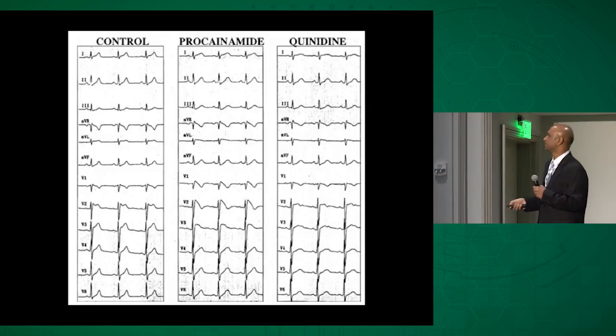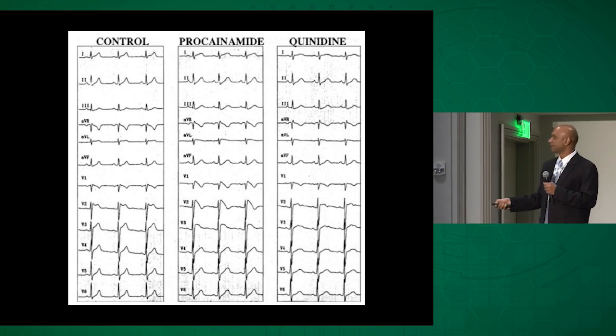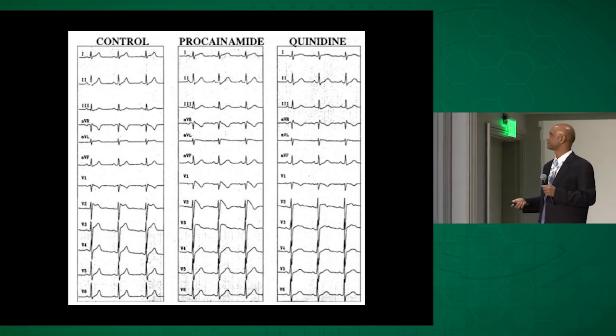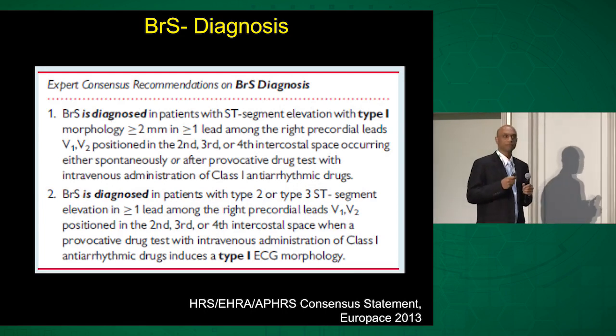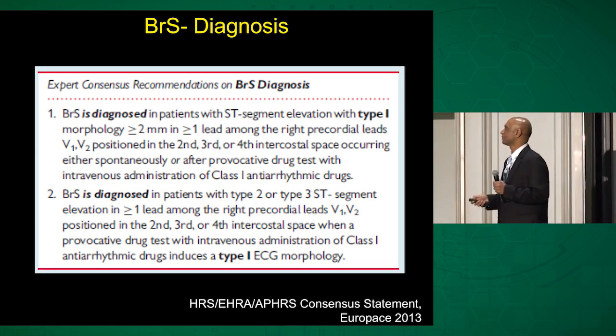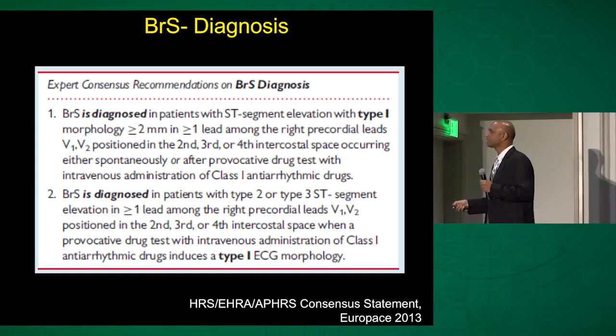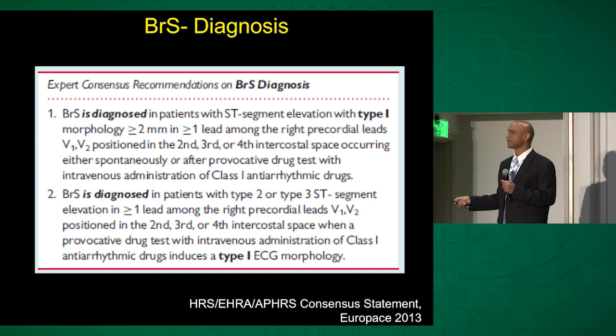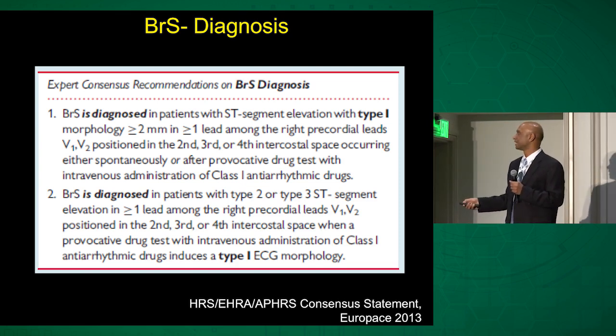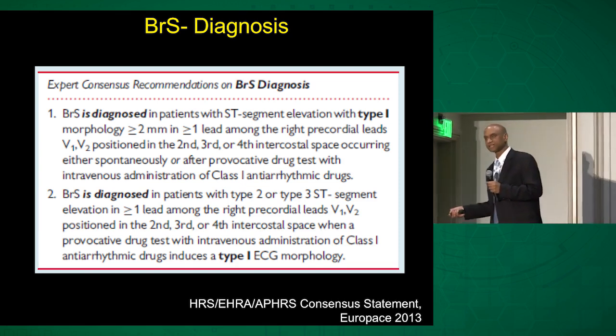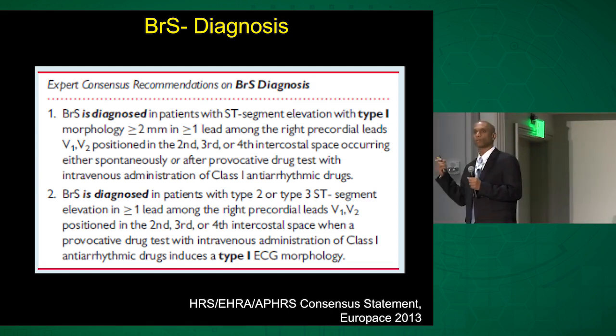This is an example of a patient who has a baseline type 2 or 3 Brugada pattern that is converted to type 1 pattern by using a sodium channel blocker, procainamide. And next, by using quinidine, which we'll talk about in a second, the pattern is again reverted back to a type 2 or type 3 pattern. So the way you make a diagnosis of Brugada syndrome is by looking for a type 1 Brugada ECG morphology, which is greater than 2 millimeter of ST elevation in V1 or V2, either spontaneously or with lead placement or with sodium channel blocking drug.